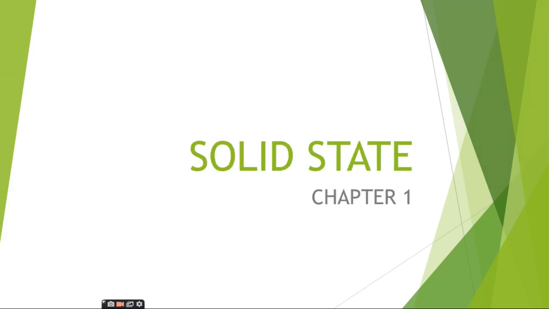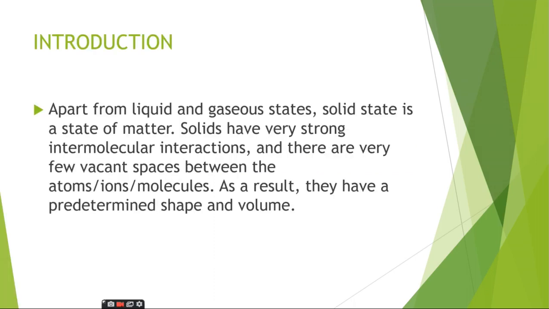So the first chapter of chemistry is solid state. Starting with the introduction. Apart from liquid and gaseous states, solid state is a state of matter. Solids have strong intermolecular interactions and there are very few vacant spaces between atoms, ions, molecules. As a result, they have a predetermined shape and volume.